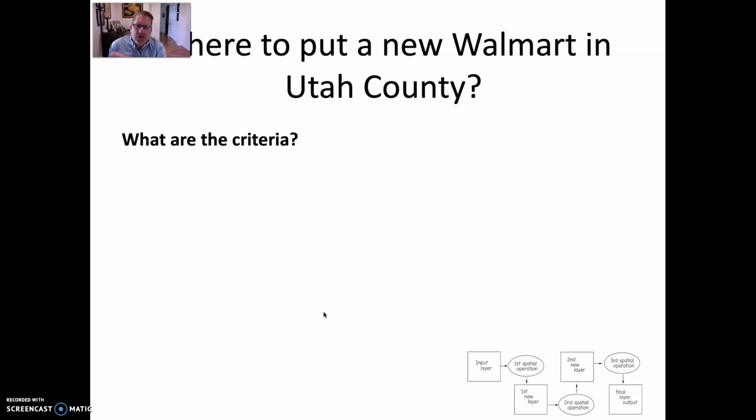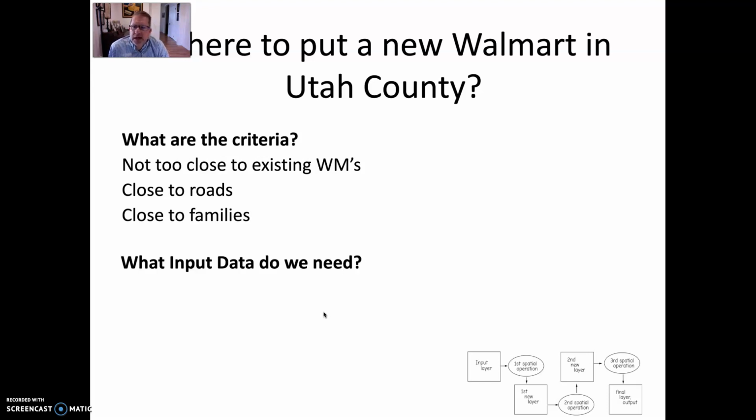So let's take those constraints or conditions and turn them into specific criteria: not too close to an existing Walmart. We do want it close to roads. We do want it close to families. Okay, so what are some of the input data we need and what tools do we need? Sorry for the typo, this should just say what tools do we need.